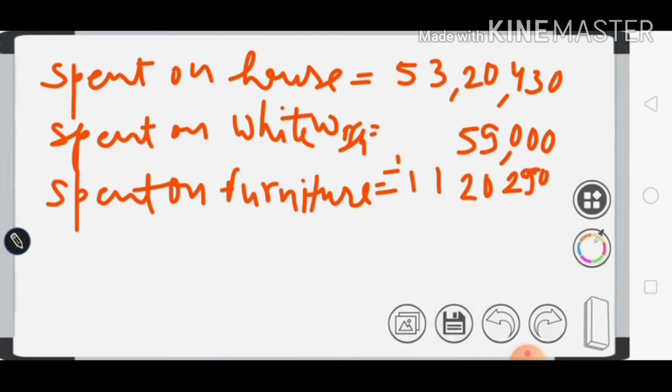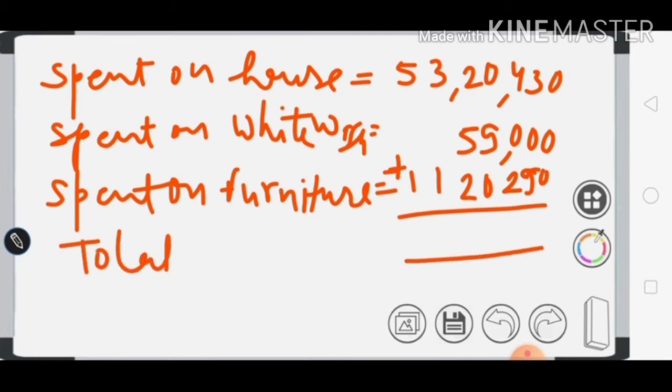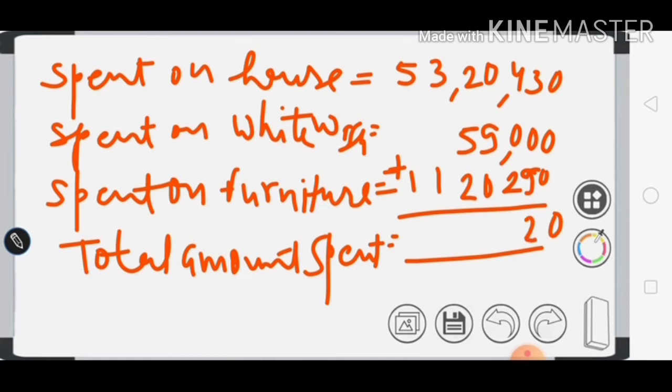So simply you have to add it and you can get the total amount spent. So add it: 0, 9 is 9, 3, 12, carry 1, 5 and 5 is 10, plus 1 and so on, then 4 and 6. So put commas according to the Indian place value chart. So here is the answer: 64,99,720. So this is the answer.